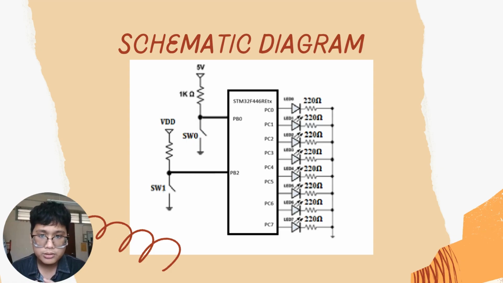So for the input, the switch is active low since it's close to ground, and for the output LED, the LED is active high since it has ground.